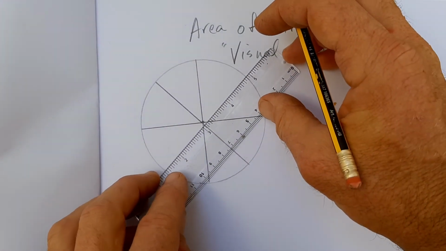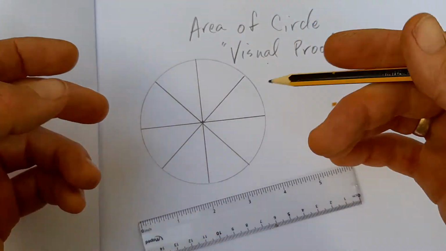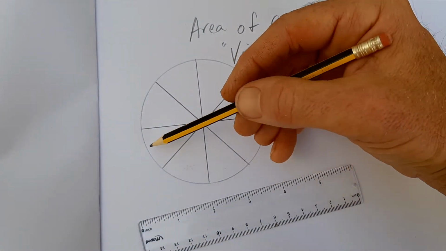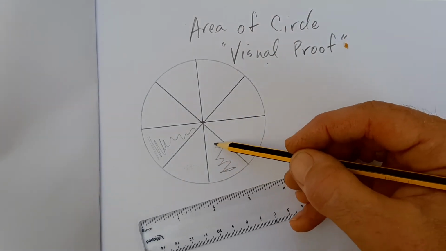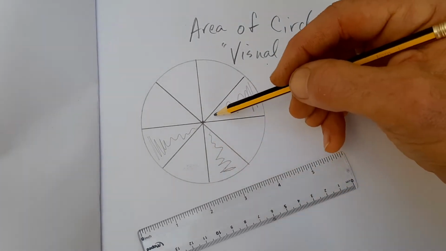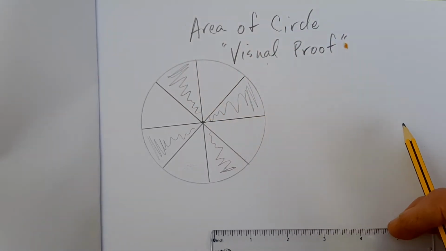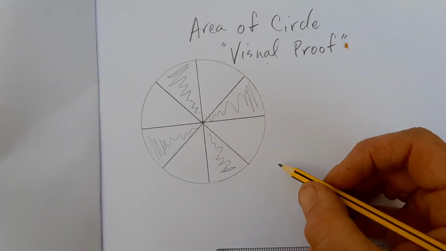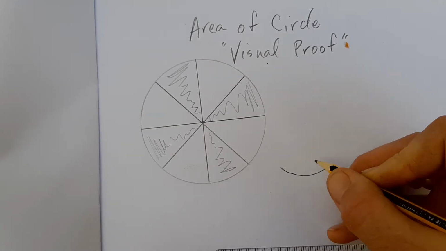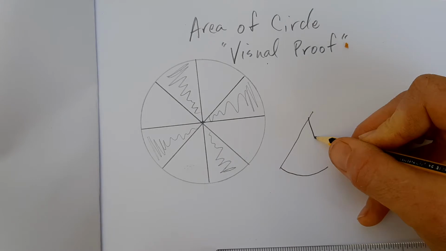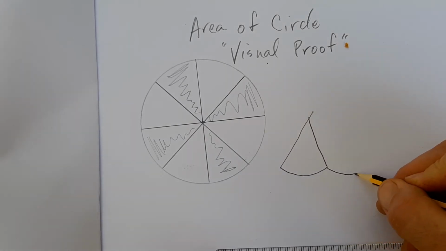If you did it a whole bunch of times, and I'll take the ones on the top half, or let's color in every other one just for fun. I'll color in every other one, and I don't know how well I can draw this, but I'm going to take that circle apart. I've got this piece here, not real good. And how many of those pieces do I have?